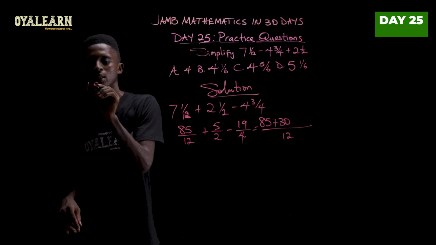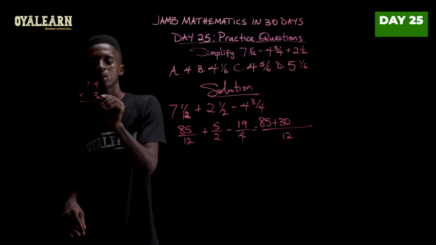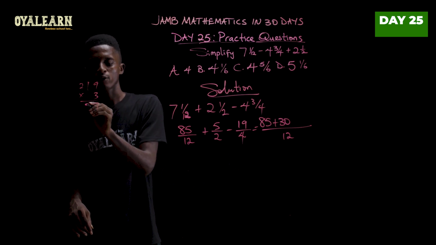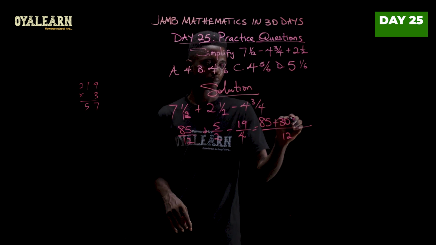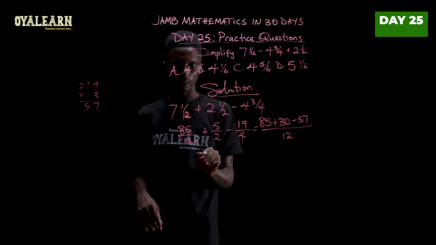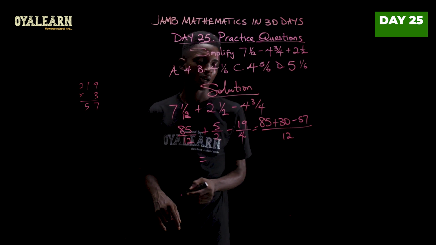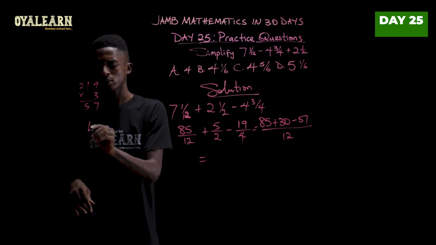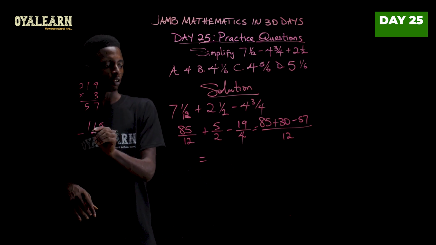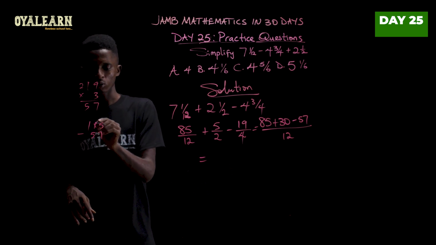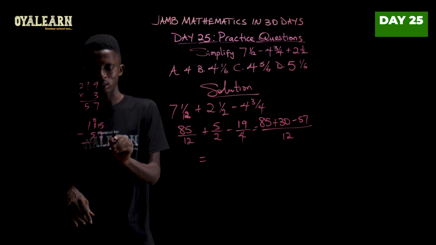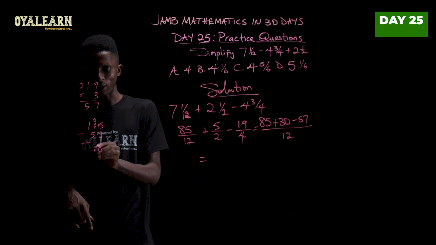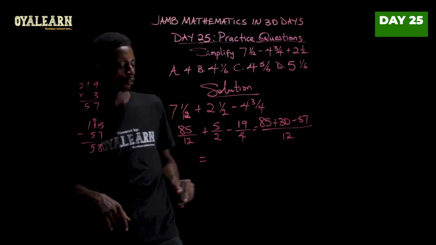Let's see, 19 times 3. 3 times 9 is 27, carry 2. 3 times 1 is 3, plus 2, 5. So we have 57 here. Now this would give us 85 plus 30, that's 115. Then minus 57. So 15 minus 7, that is 8, and then 11 minus 5, that's 6. So we have 58 over 12.